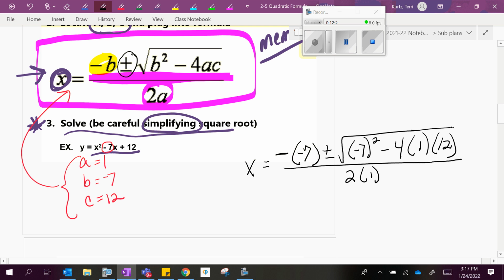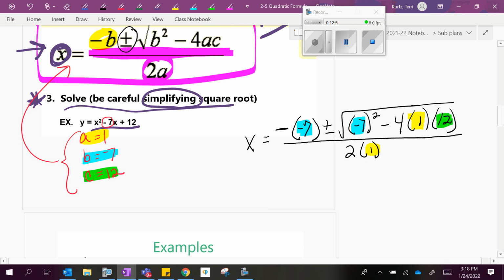So again, all I've done right here is I've taken my a value. It only belongs in one spot. I've taken my c value. It only belongs in one spot. The really important value here is b, right? We have a negative b and a b squared. And then actually that 2a also comes into play, okay? So I'll plug it in.